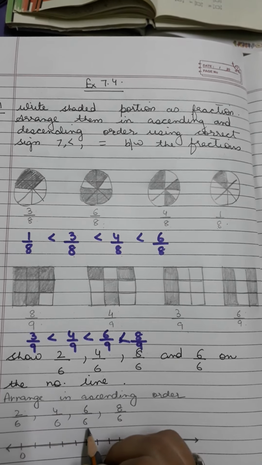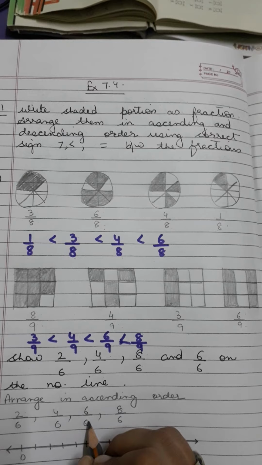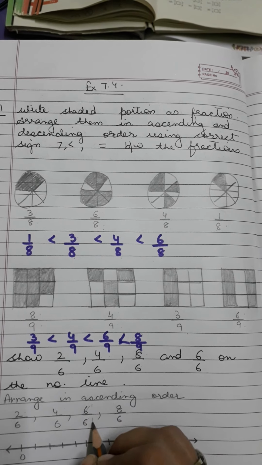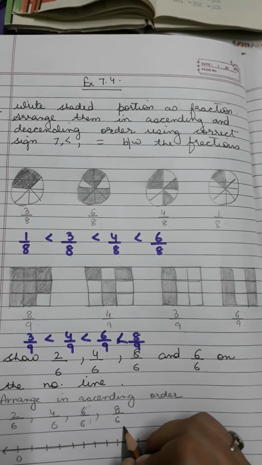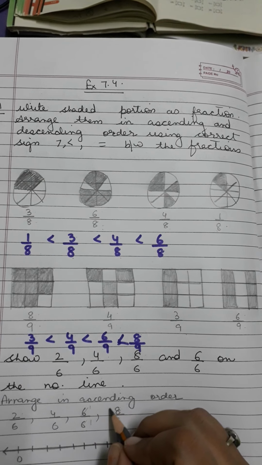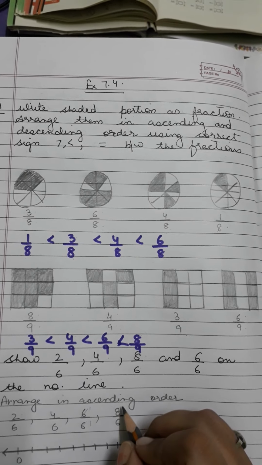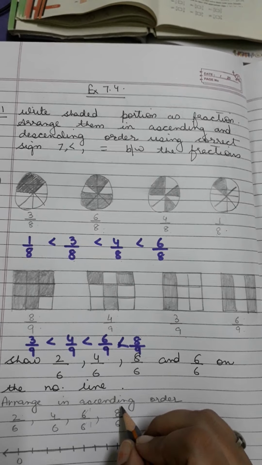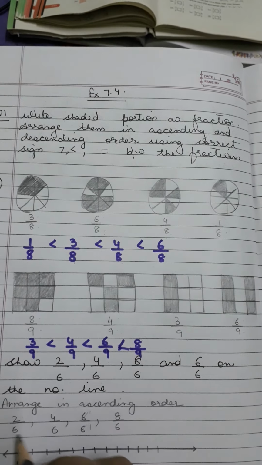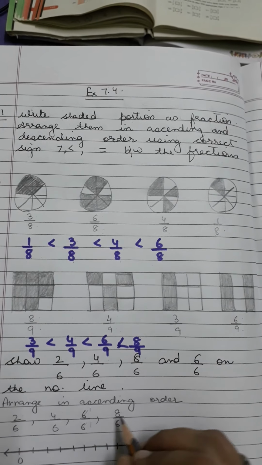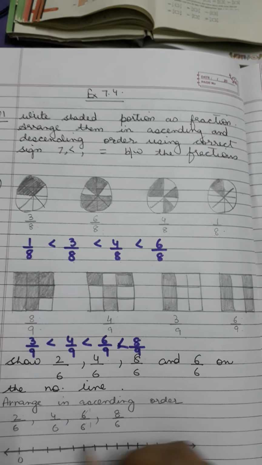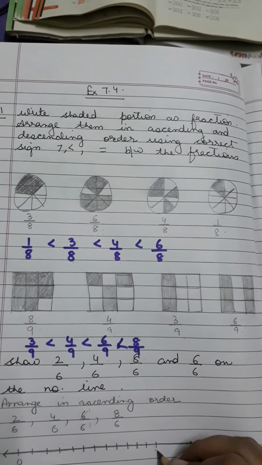Now these 3 fractions are less than 1. Yes, and 6 by 6 is 1. But 8 by 6 has a numerator greater than 6, so this fraction is greater than 1. So all these fractions lie between 0 and 2.